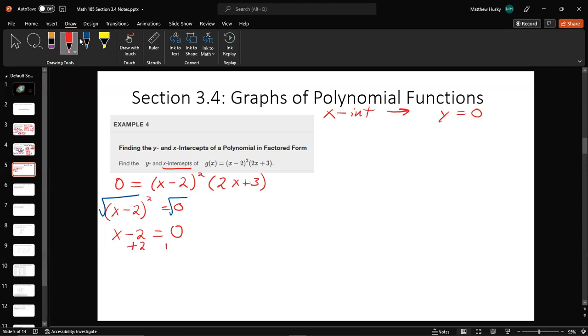You can solve this by just doing x minus 2 equals 0 right here. That will give you just x is equal to 2. So one of the x-intercepts will be the point (2, 0).